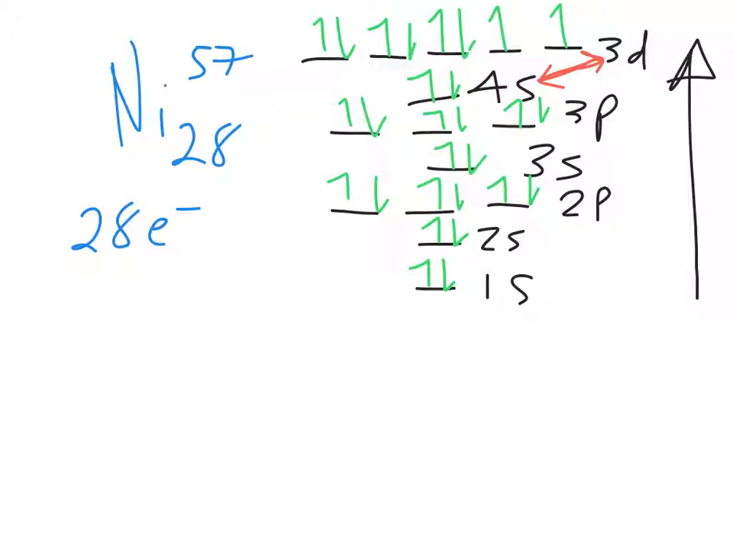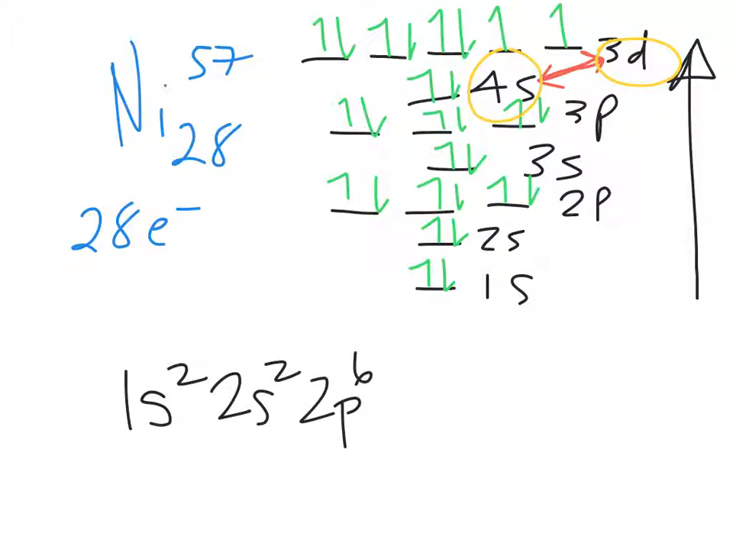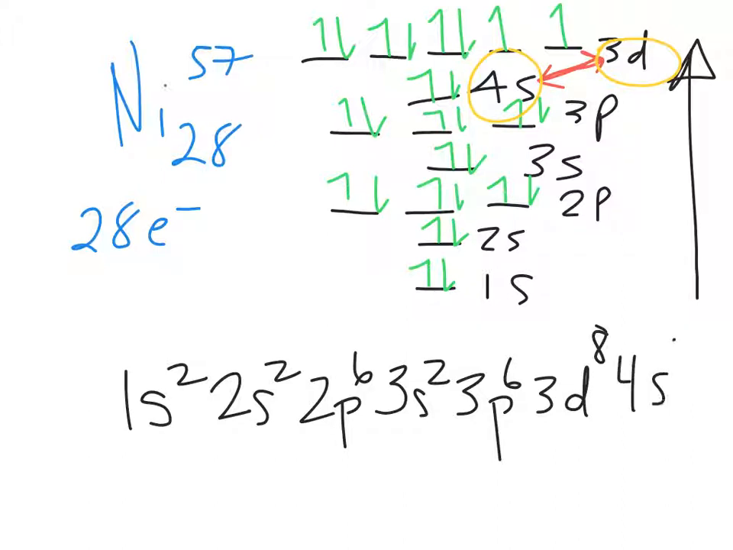And when we write it out, we're going to remember, though, that we're always going to write it from the lowest energy level to the highest. So even though we know that we had to fill the 4s before we filled the 3d with electrons, when we write out the electron configuration, we're going to write it from lowest energy level to highest. So that's 1s2, 2s2, 2p6, 3s2, 3p6, 3d8, and 4s2.